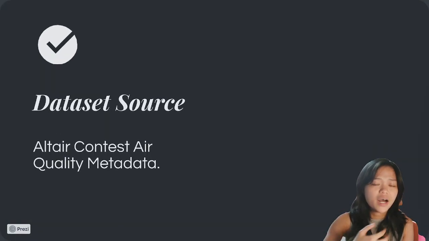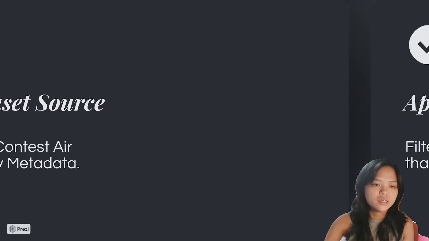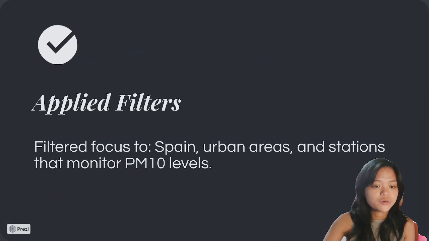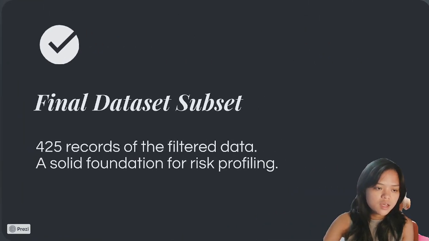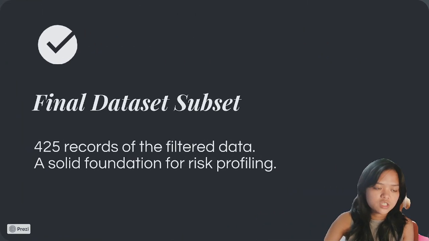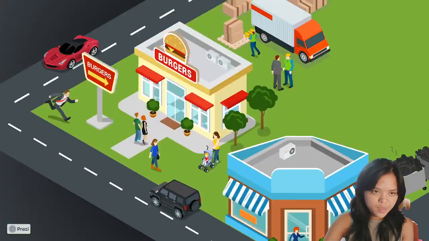First, my source is the Altair Contest air quality metadata. And then I applied filters that focus on Spain, urban areas, and stations that monitor PM10 levels. And then the final dataset subset is 425 records or rows of the filtered data, which is a solid foundation for risk profiling given that there are a lot of columns as well.